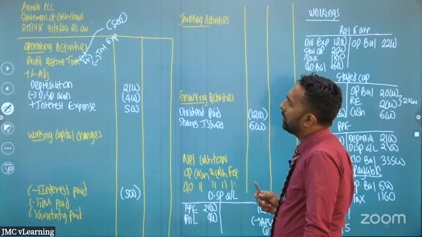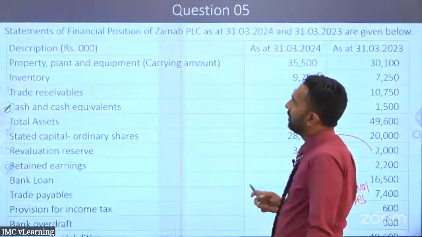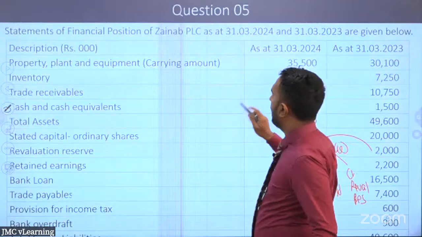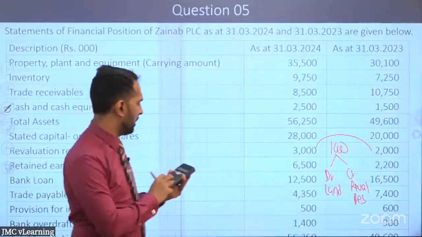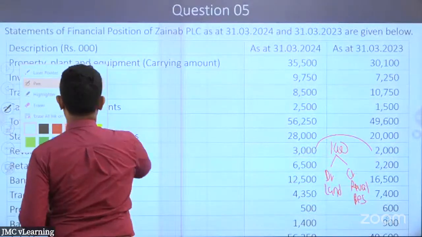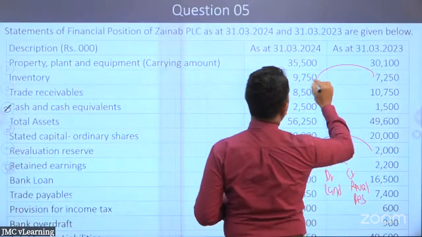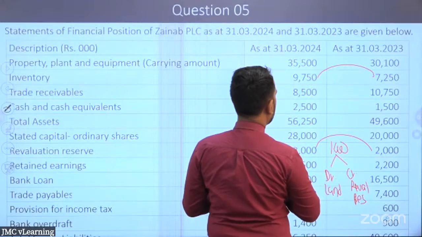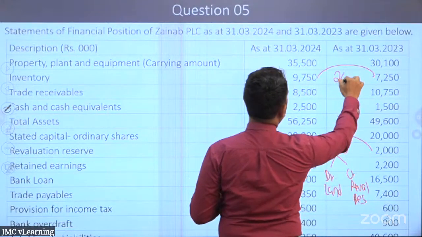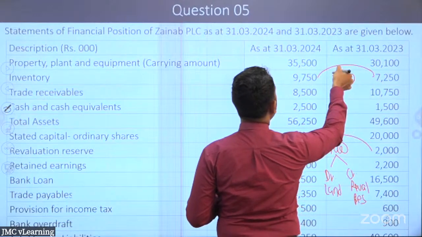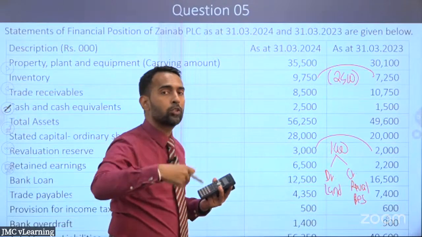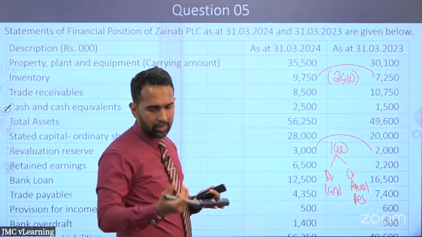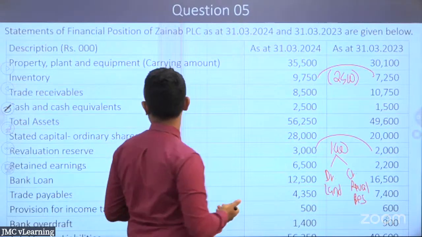Next step is to take the items from the financial position. PPE I have already done. Inventory. Inventory has increased. Let's take the difference in inventory. Let me take the increase in the inventory: 9750 minus 7250, 2500. When inventory is increasing, your cash is coming down, right? Inventory increasing, you are spending cash to buy inventory. Inventory increase, your cash is coming down.